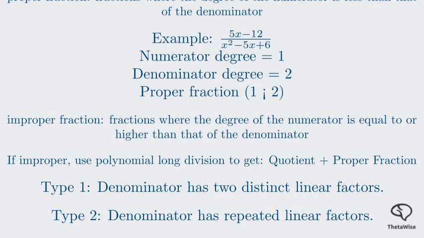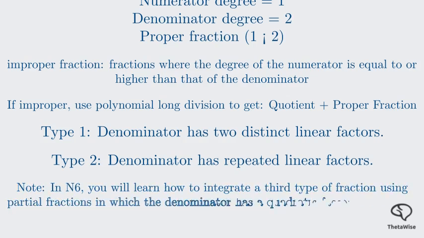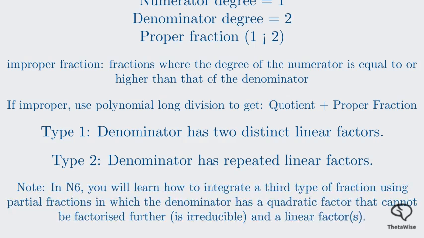However, it's worth noting that in a higher level course, you might learn about a third type involving irreducible quadratic factors. For now, let's focus on our two main types and their corresponding partial fraction forms. Understanding the correct form for the partial fraction decomposition is the most critical step. Let's formalize the rules for finding partial fractions.